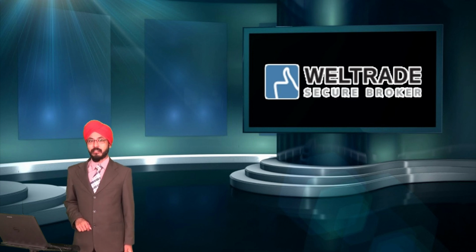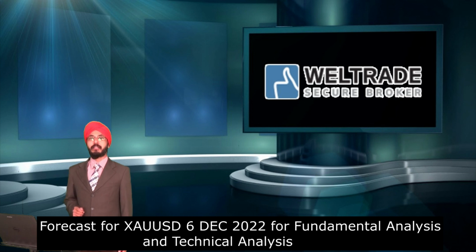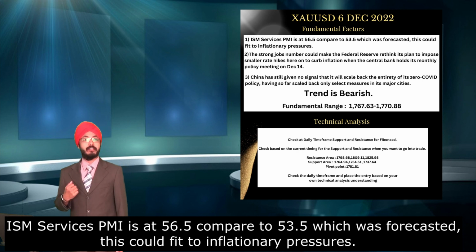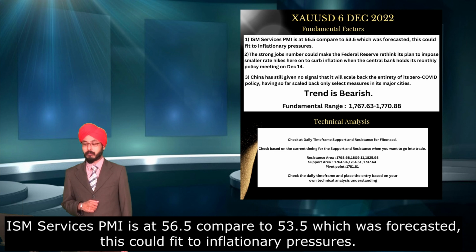Today, I am going to forecast the gold trend based on fundamental analysis and also technical analysis. Firstly, as we can see, we have news: the ISM Services PMI is at 56.5 compared to the 53.5 that was forecasted previously, which feeds into inflationary pressures.